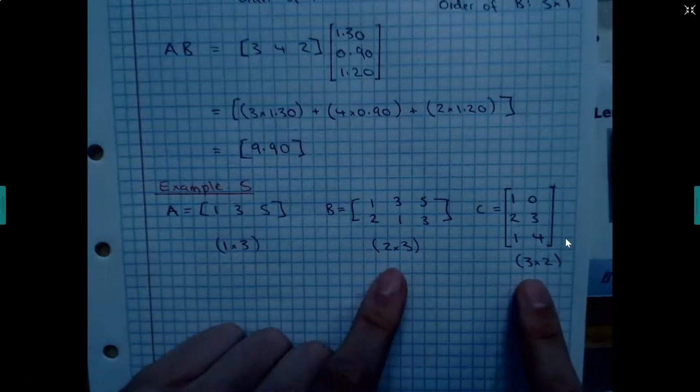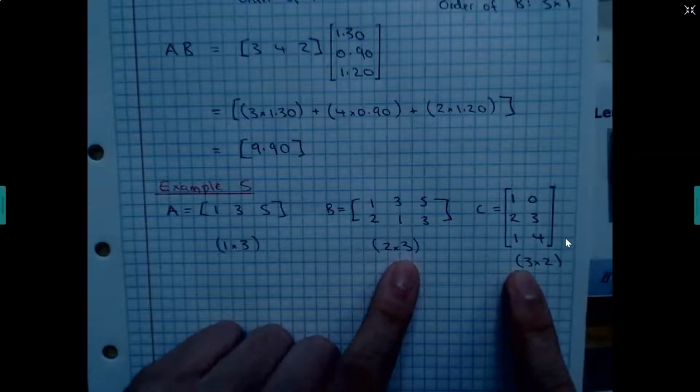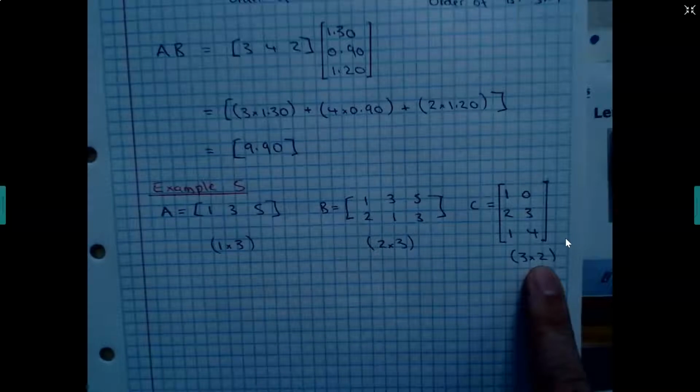But then, if I was to look at this one, B and C, this is a 2 by 3 and this is a 3 by 2. See how those two numbers there are the same? Therefore, I can do that multiplication if I wanted to. And the resulting matrix will be size 2 by 2. And I'll show you how you get each of the different components.